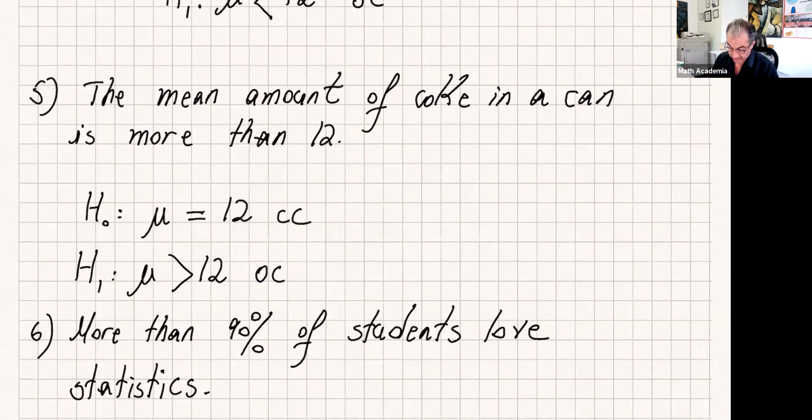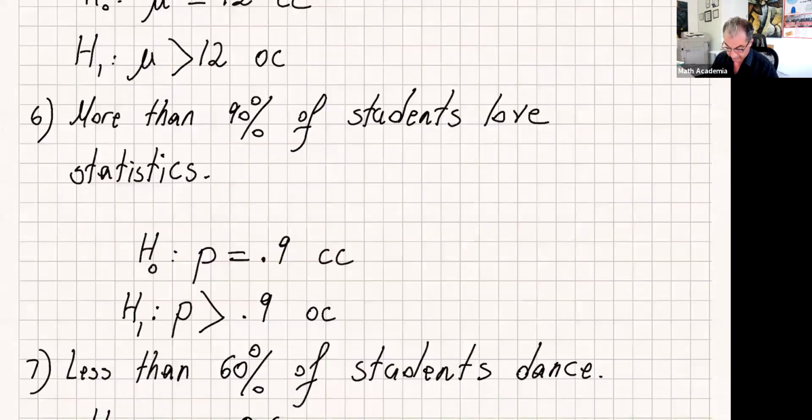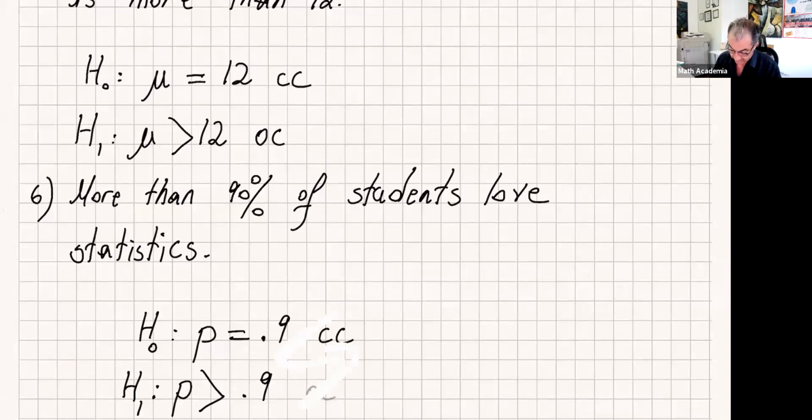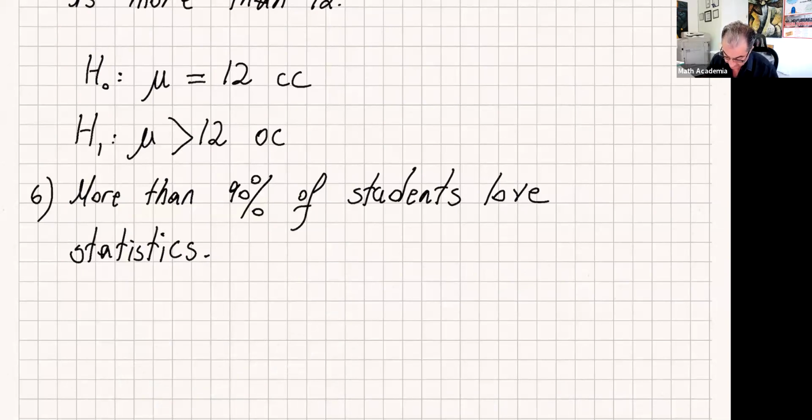Another example, more than 90% of students love statistics. So be very careful. This claim is not about the population mean anymore. It's about the population proportion. So if you write that claim, let me erase and just write this. So I write the proportion is greater than 0.9, more than, no equal sign. If there is no equal sign, I know this is H1. So H0 will be P equals to 0.9.